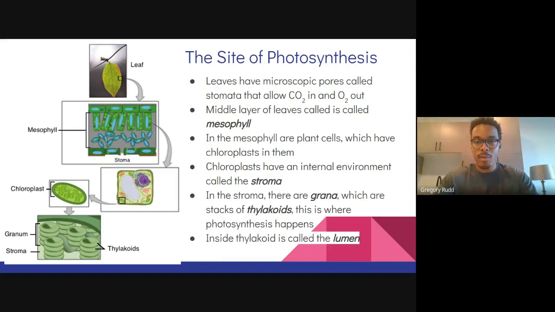Obviously, we are all familiar with leaves, but most of us don't know that leaves actually have very, very tiny pores, just like our skin has pores. Pores, of course, let things in and they let certain things out. For leaves, those microscopic pores are called stomata, and they allow carbon dioxide into the cell, and they allow oxygen out of the cell.